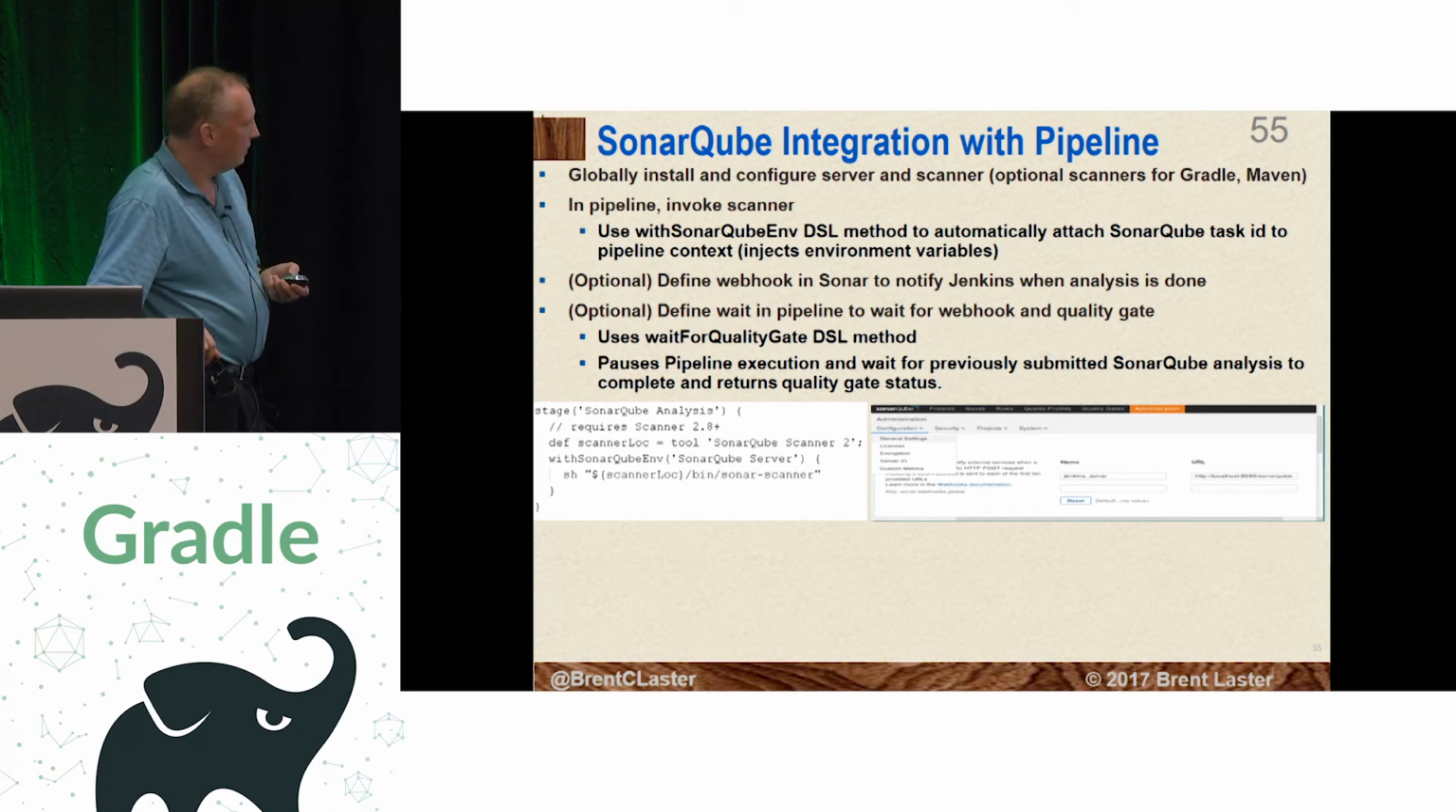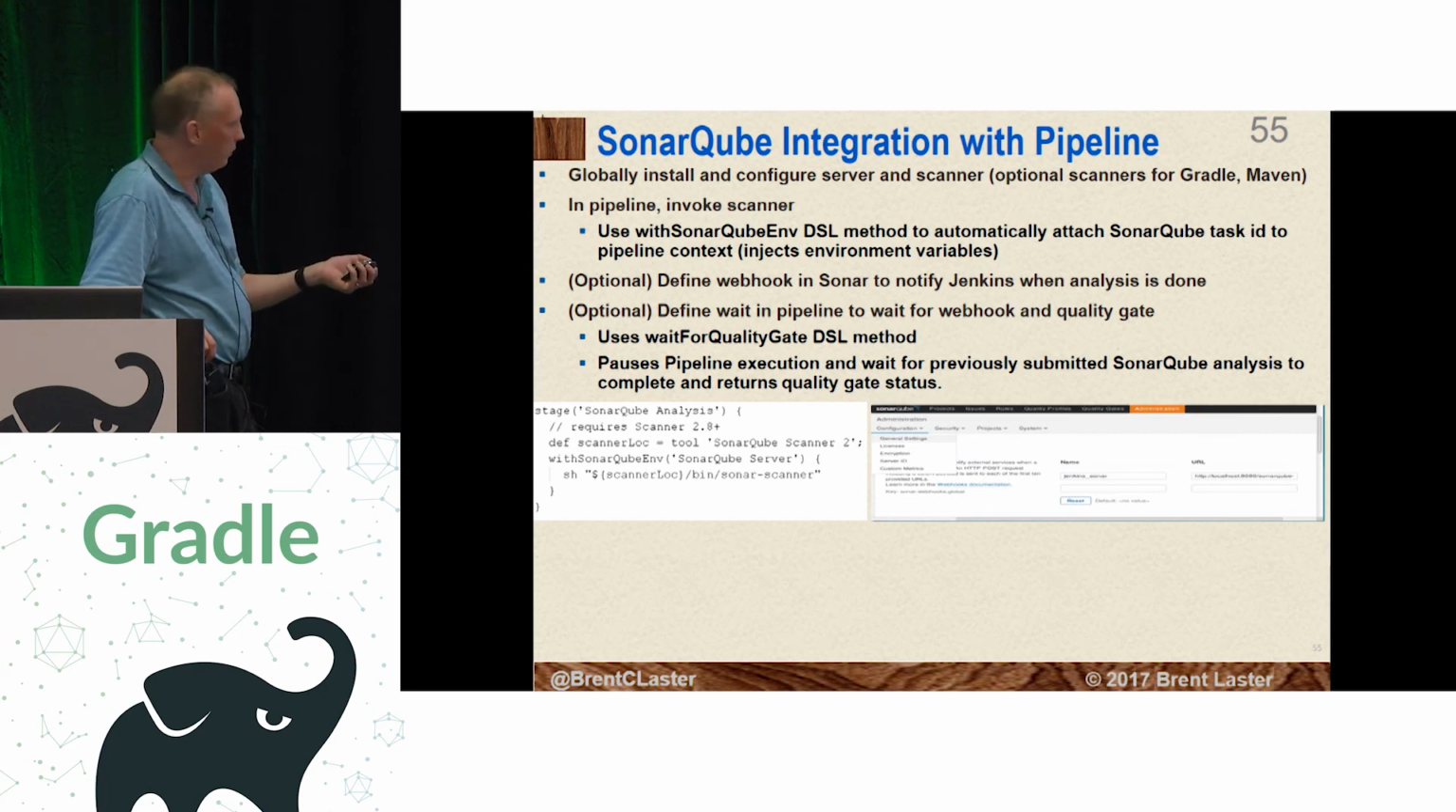In our Sonar analysis stage, we might define a location of the Sonar scanner. And a scanner, if you're not familiar with that, is basically a little runtime standalone tool to go out and analyze your code. You define a configuration file to point to it. Then you have this withSonarQubeEnv. And if you have more than one scanner or server, you can point it to where that is. Basically, this is the name in the global configuration.